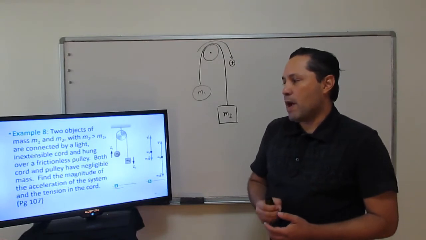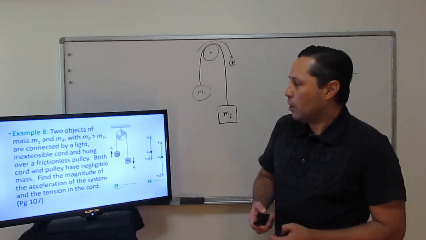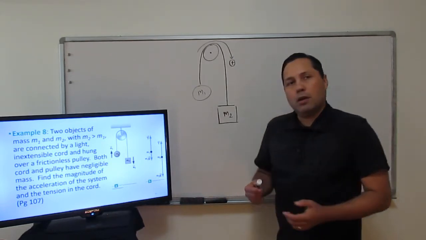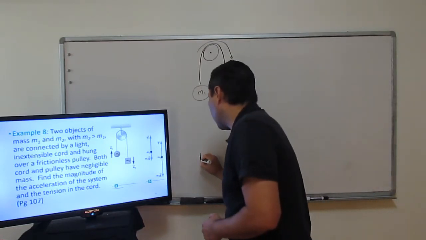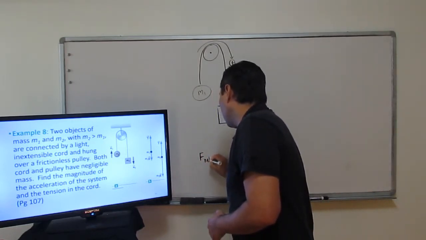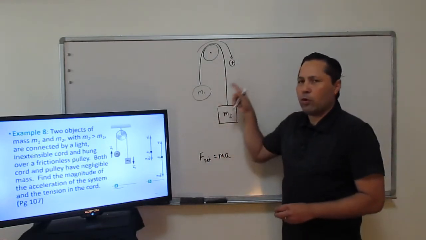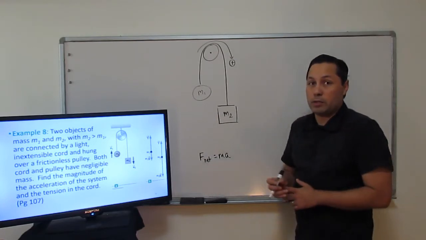It says, find the magnitude of the acceleration of the system and the tension in the cord. Alright, so let's go ahead and do that. For this one, we're going to use Newton's second law. Force equals mass times acceleration. So we're going to be looking at the net force. To get the net force, we can add up all the forces acting on it, and that's equal to the mass times acceleration.